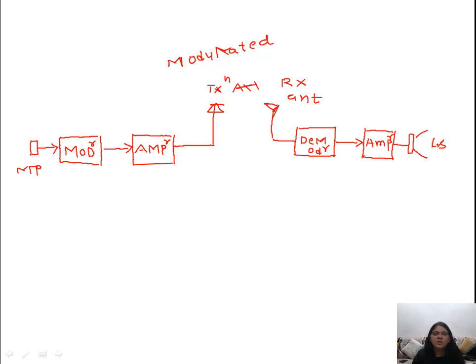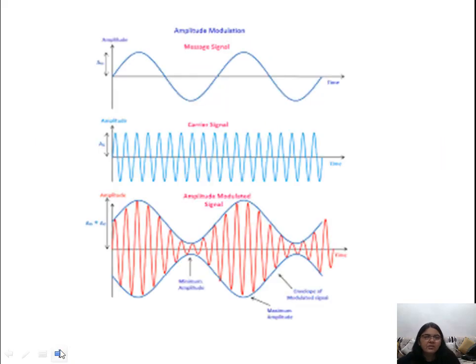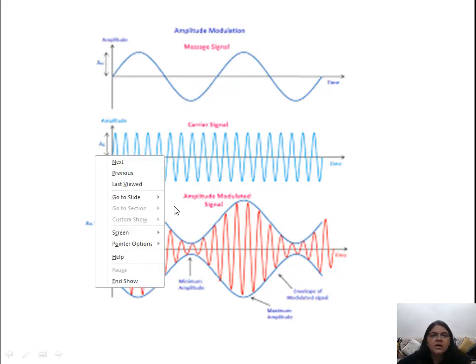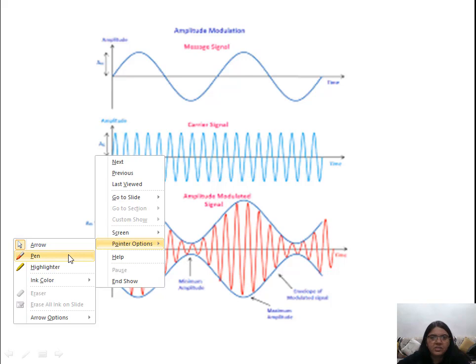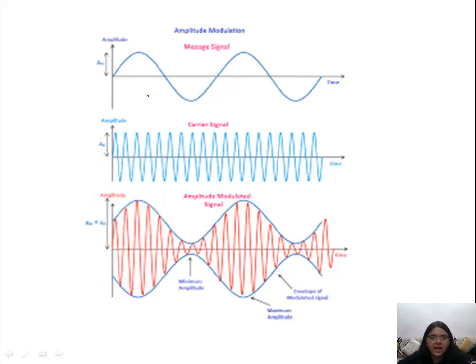So we started learning about modulation. As I said last time, this is the message signal, a low frequency signal. Here you can see the carrier signal, and this is the modulated output. Now about this diagram.